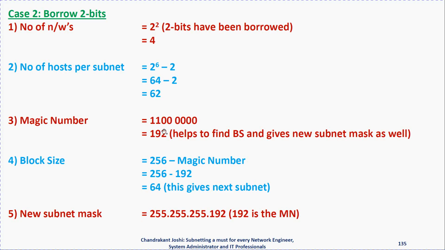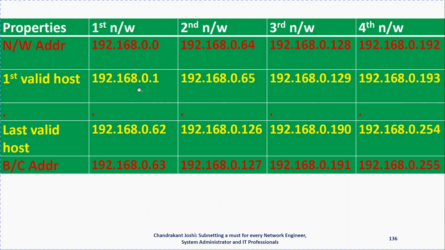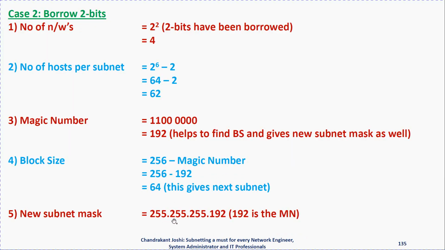Now we again use the magic number to find the new subnet mask. So what is the default subnet mask of this class C? 255.255.255.0. So this 0 is replaced by this magic number, and we get the new subnet mask. So what happens over here? Each of these subnets will have a subnet mask of 255.255.255.192 or /26, because 2 bits have been borrowed. For class C, /24 is the default prefix length, because we borrowed 2 more bits, so it will be /26.